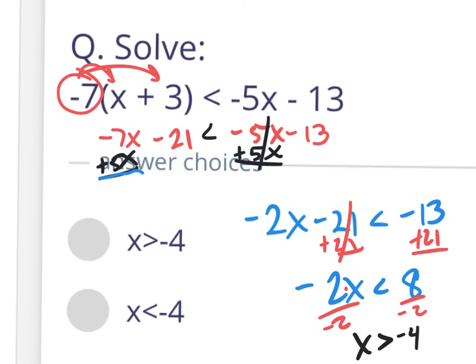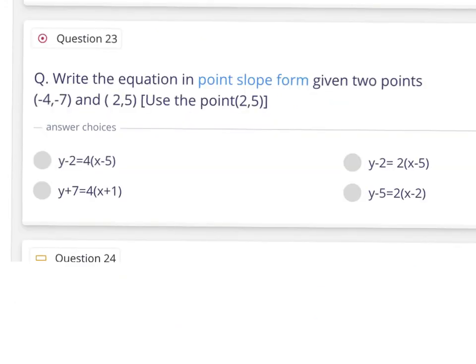Once again, if you divide by a negative, see that negative, you're going to have to flip the inequality symbol. So your answer is x is greater than -4, which is this option right there. X is greater than -4. Let's jump to the next question.